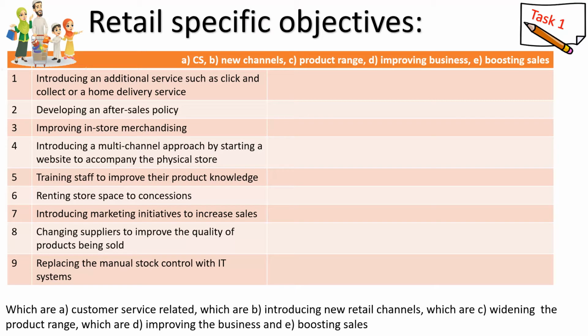what is in each aisle, the way the promotions are on the end of the aisle, the way the actual shelves look, what's in the doorway, what's on the shelves as soon as you walk in the doorway, what's on the entrance to the doorway, what's in the windows, what's on the window, all of it basically is merchandising. Introducing a multi-channel approach by starting a website to accompany the physical store. Well, that's what we've covered on the last slide.